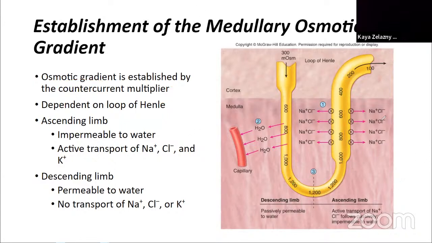The ascending limb can't move water, but it actively transports solutes, mainly sodium and chloride ions, but also some potassium ions. The descending limb does not transport solutes, but what it can do is move water. So it's permeable to water. Only the descending limb is permeable to water when we're talking about the loop.